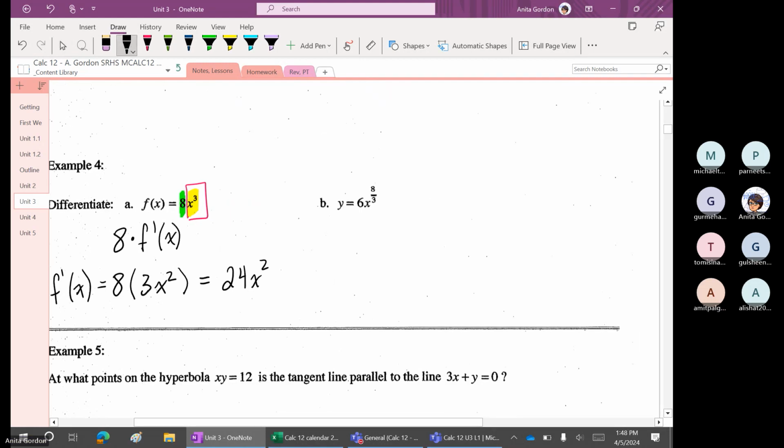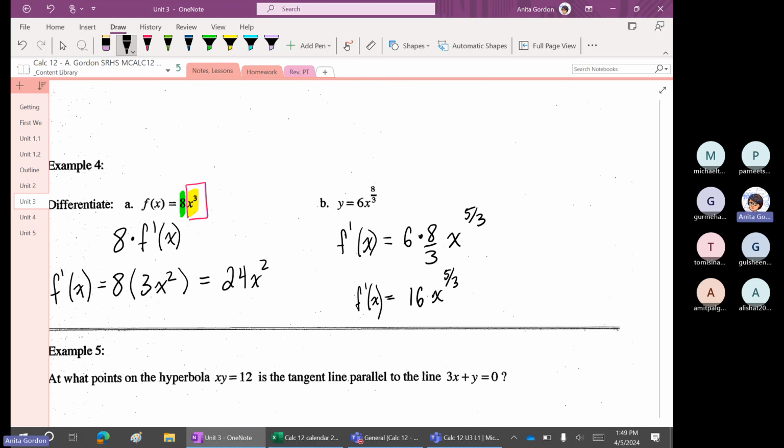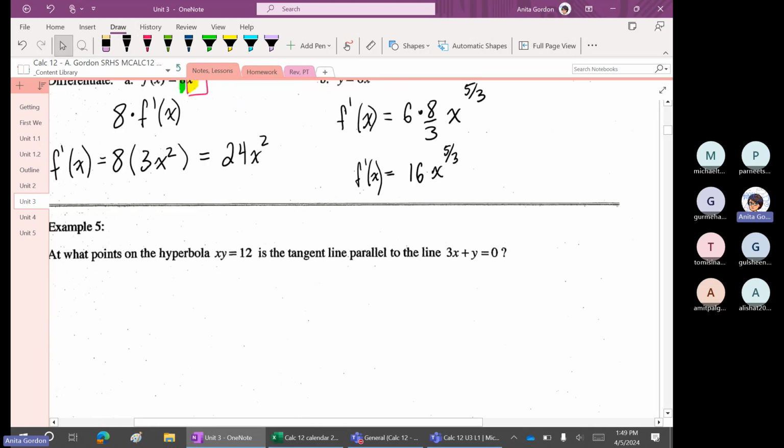Same thing here. I'm not going to rewrite it this time. Hopefully we can look at it and more or less do this in our heads. 6 times 8/3 times x to the power 5/3. And simplified, 16x^(5/3). Beautiful. Okay, so if we have a coefficient, the coefficient can just stay on the outside, and we can simplify as we go.